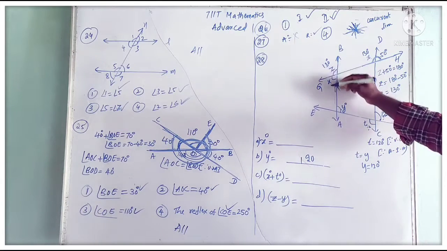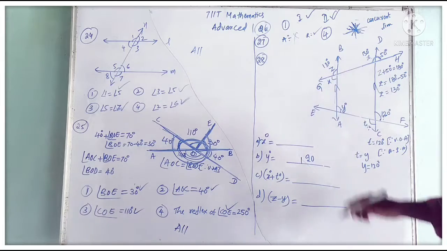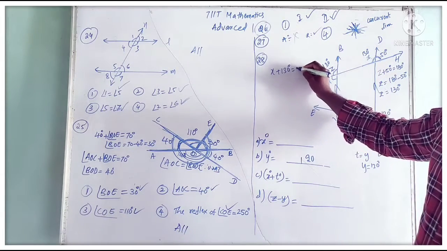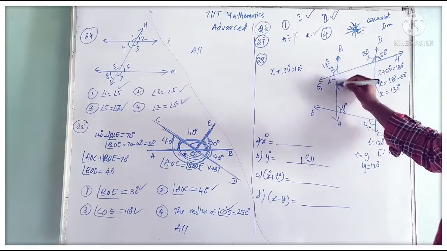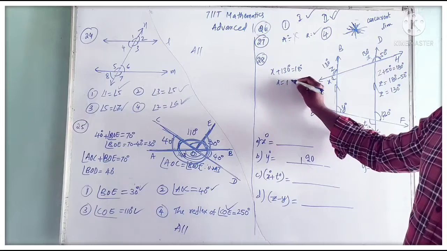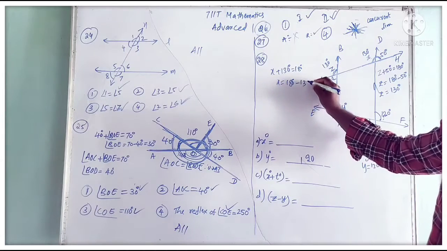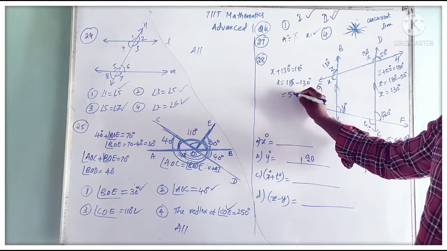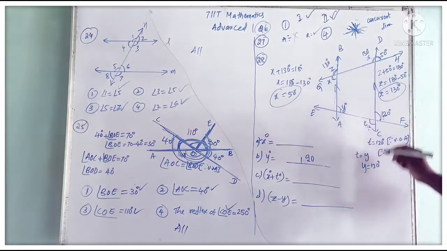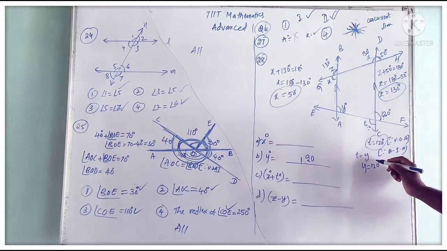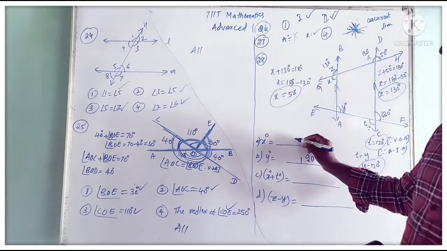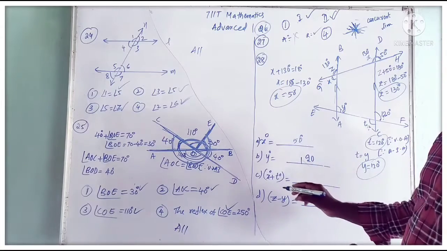So the sum of these two angles is equal to 180. X plus 130 equals how many degrees? 180 degrees, because these two measure a straight angle. So now X is equal to 180 degrees minus 130 degrees, which is equal to 50 degrees. Now we got the X value, Z value, T value and Y value. So X is equal to how much? 50 degrees.